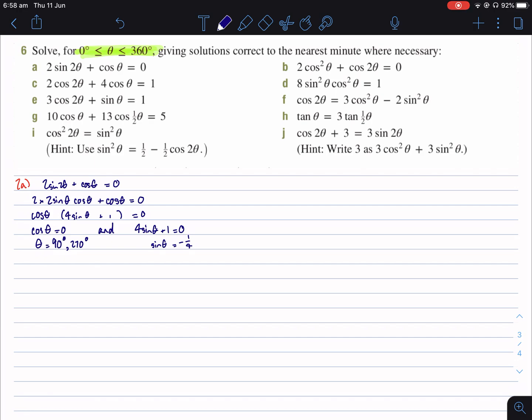I don't know that one off the top of my head, so calculator. So arc sine negative a quarter. Actually, I'm going to do positive quarter just because. Okay. Now, positive a quarter has given me 14 degrees 28 minutes. Well, it's going to be 29 once we round. So that's going to be negative here and here. So I've got to start off with 180 plus that, which is 194 degrees 29 minutes. And we've also got 345 degrees 31 minutes.